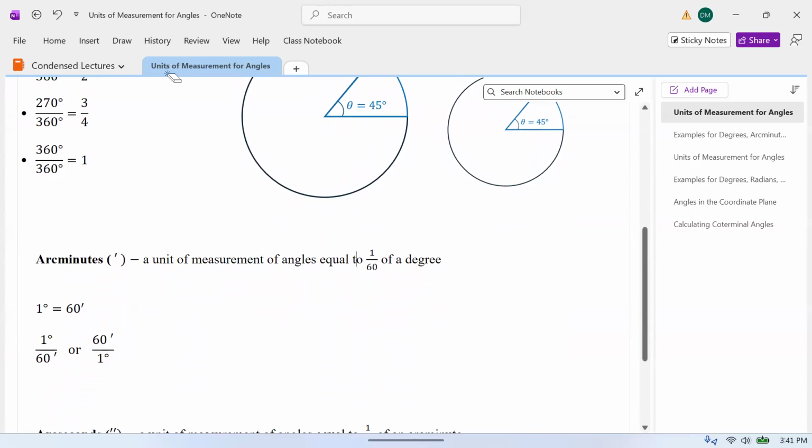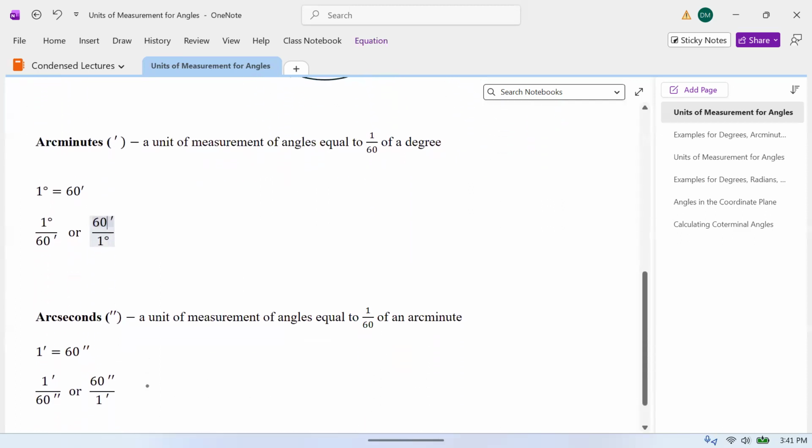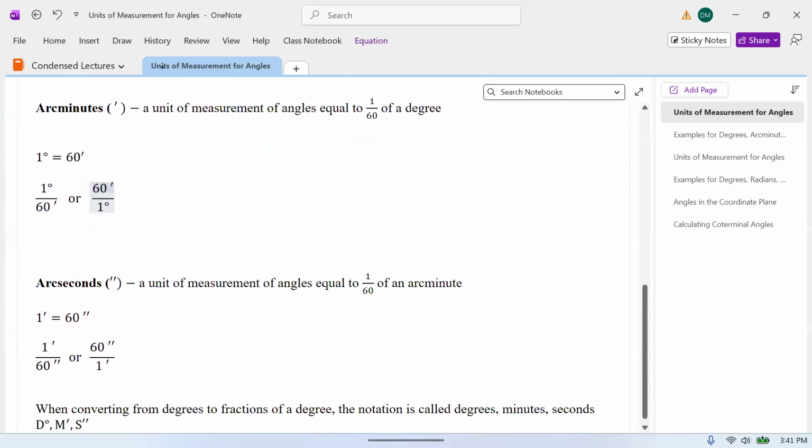Now, I could also break 1 degree into 60 equal pieces, so even smaller units. So 1 degree, some people informally call it an arc hour. So 1 degree, or quote unquote arc hour, is 60 arc minutes. Likewise, 1 arc minute can be further divided into 60 equal pieces. So 1 arc minute is 60 arc seconds.